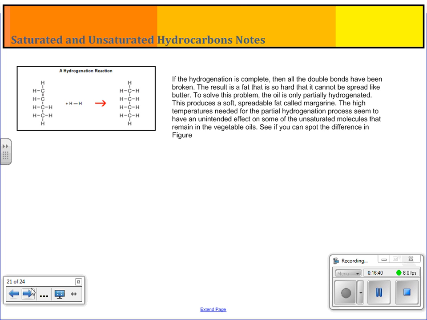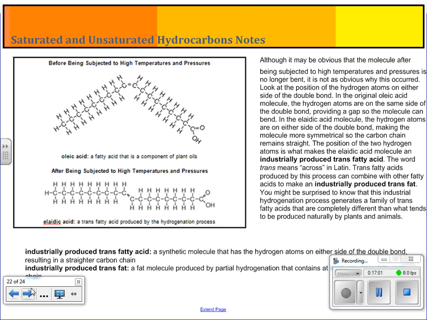The high temperatures needed for this partial hydrogenation process seem to have an unintended effect on some of the unsaturated molecules that remain in the vegetable oils. See if you can spot the difference in the figure. Okay, so we're going to look at it here. Before being subjected to high temperature, it's got a very good bend in it. But after being subjected to high temperatures and pressure, it's more straight.